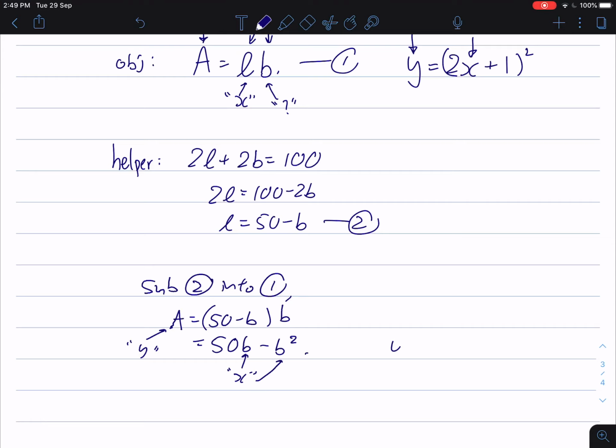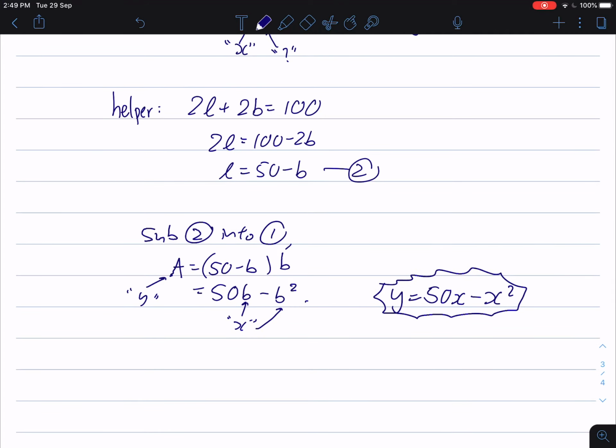Okay, if I were to write it like this, isn't this a form we are very used to? Is it easy to differentiate? Oh yes, you bet, it's very easy to differentiate. So instead of writing dy dx, I'm going to write, in this case, dA dB.